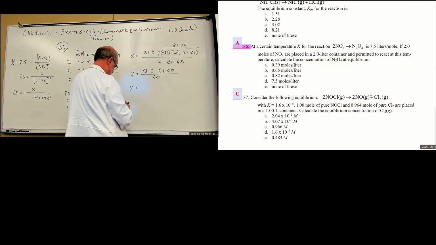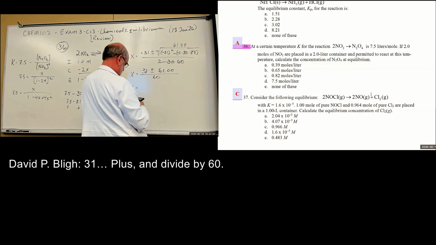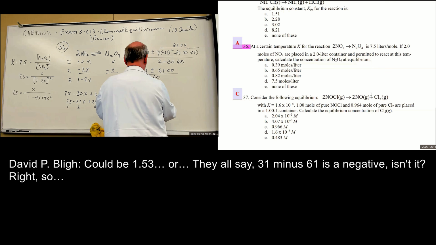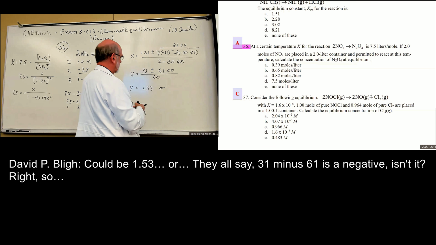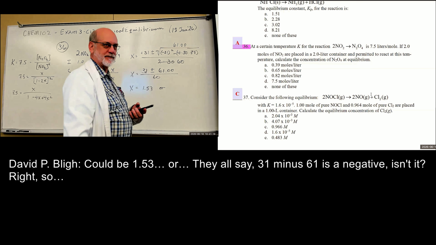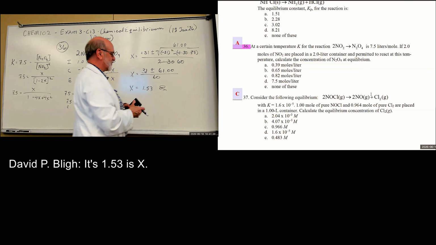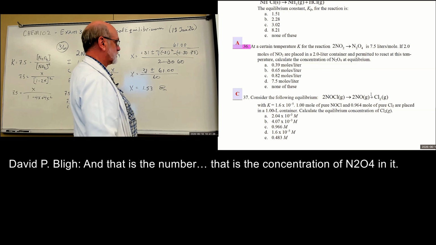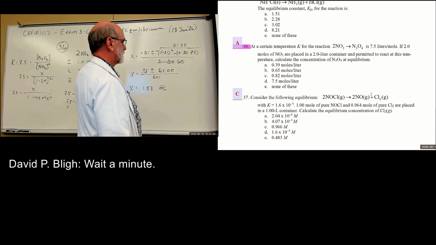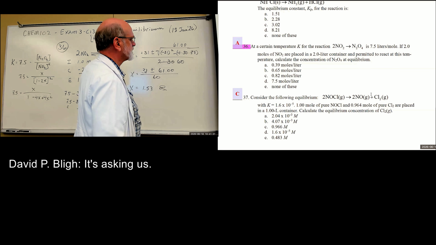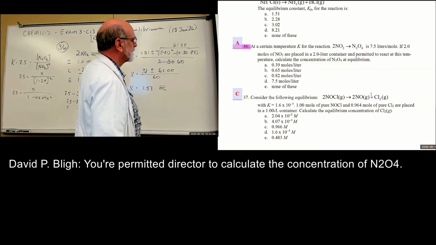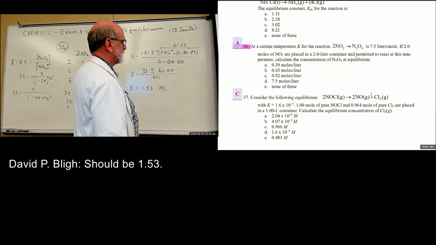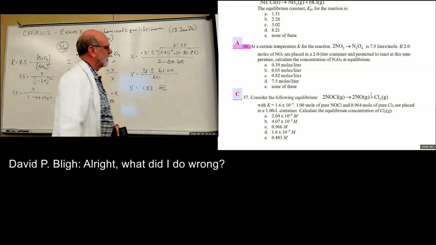31 plus 61, divided by 60, could be 1.53. Or now we'll say 31 minus 61 is a negative, isn't it? Right, so it's 1.53 is x. And that is the number, that is the concentration of N2O4, isn't it? 1.53. Wait a minute. It's asking us to calculate the concentration of N2O4. Should be 1.53. All right, what did I do wrong?